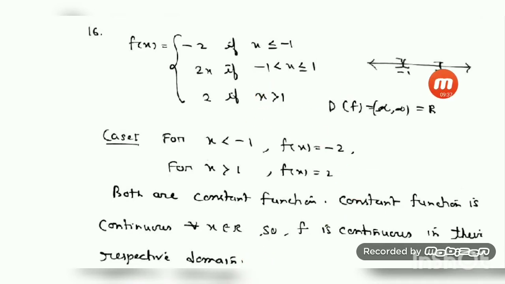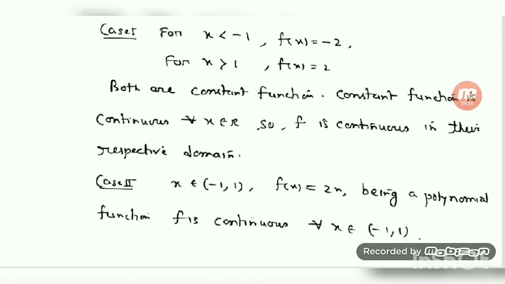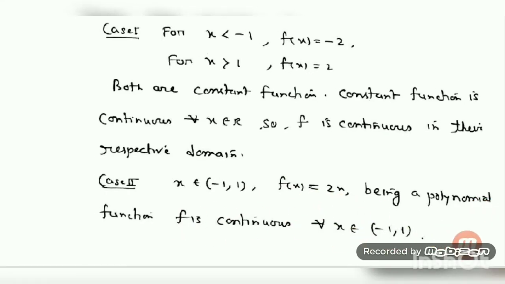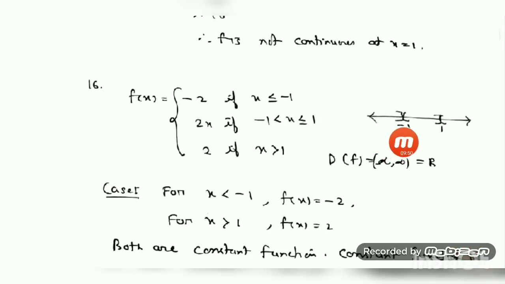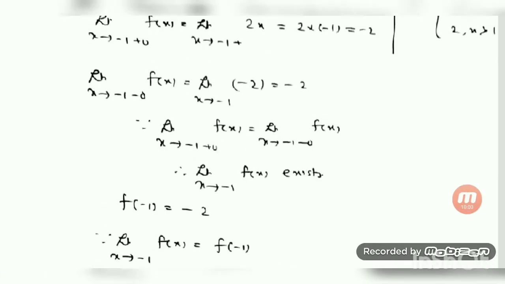Next case I will consider in between minus 1 and 1. The function is defined by case 2. Between minus 1 and 1 the function is defined by 2x. Being a polynomial function, it is continuous for all x belonging to minus 1 and 1. Next cases we have to consider at the points x equal to minus 1 and 1. For minus 1 also we have to separately write down the left hand limit and right hand limit, and for 1 also we have to do the same. So let us go to the next part.